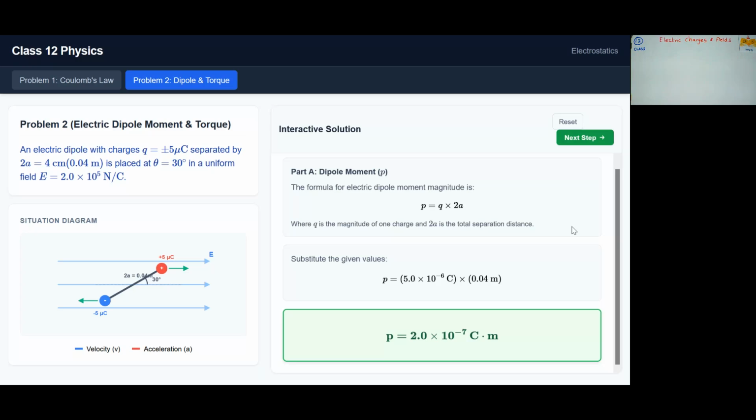Now for part B, the electric field is going to push on the positive charge and pull on the negative charge, because they are at an angle theta. This creates a turning force. What is the physics term for turning force?